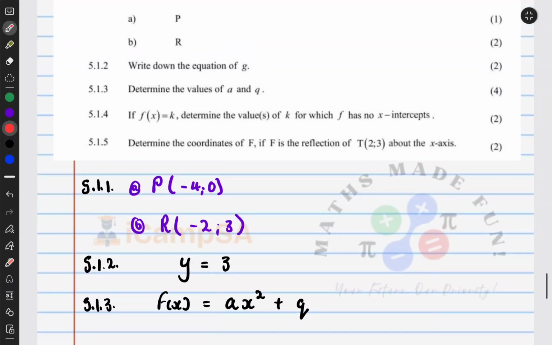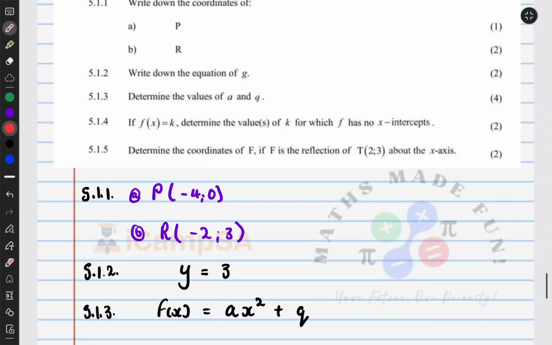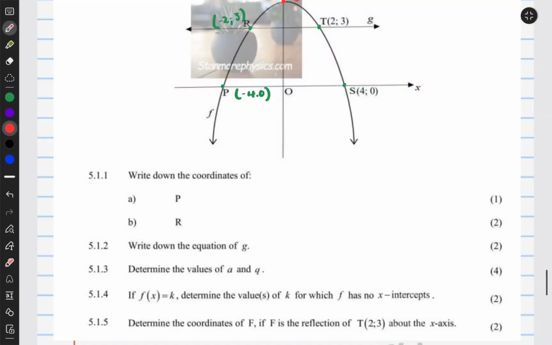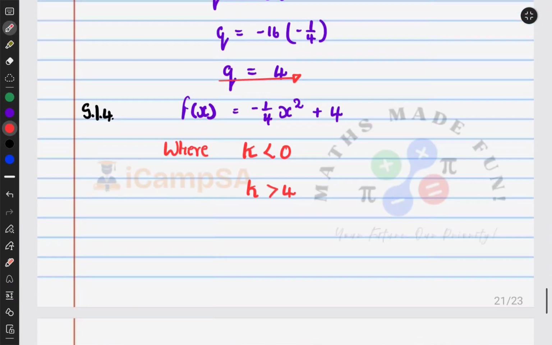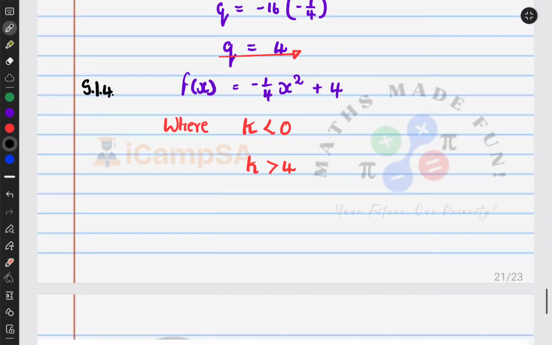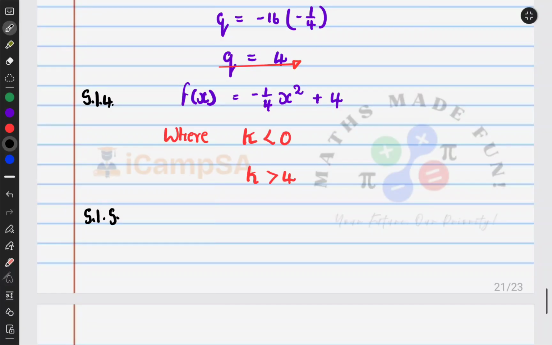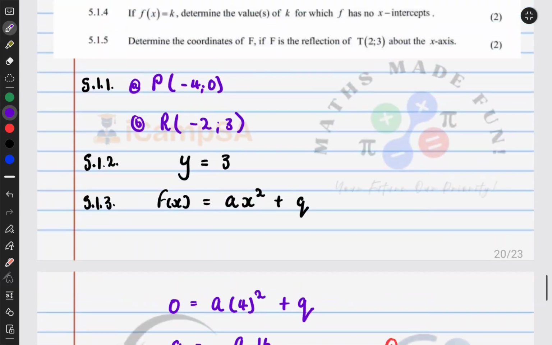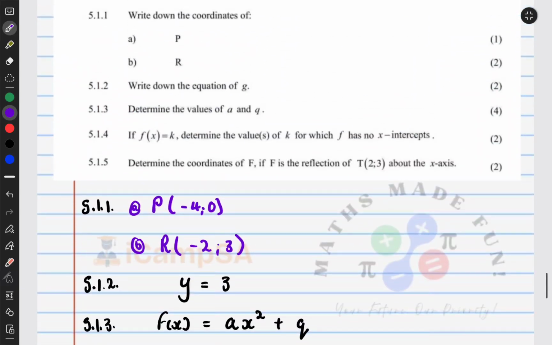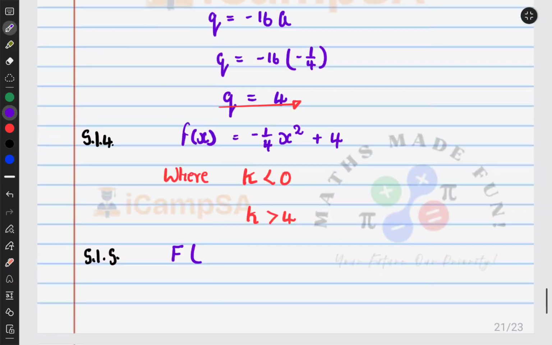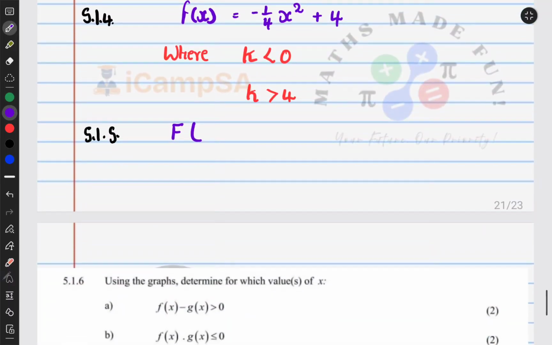Okay, so for 5.1.5, determine the coordinates of f if f is a reflection of t about the x-axis. Coordinates of f, reflection about the x-axis. So it's only reflected about the x-axis. This is 5.1.5. We're looking for the coordinates of f. So if it's reflected about the x-axis, it means the x coordinate doesn't change, only the y coordinate changes, so we're going to have 2 and -3.